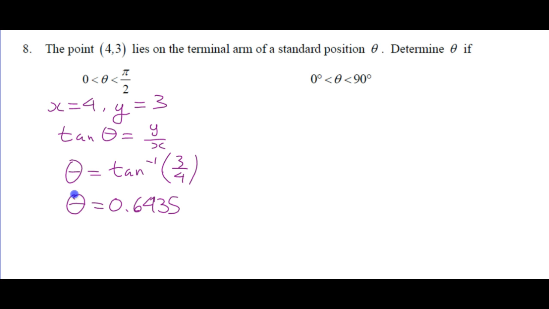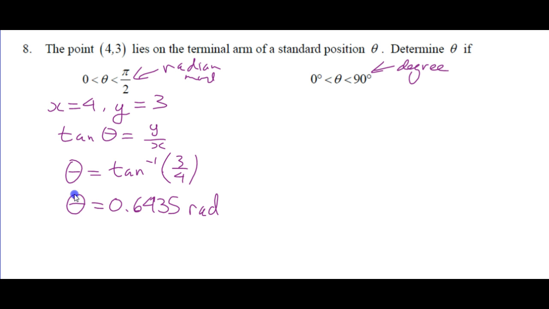What are my units for theta? Radians. Okay, so this tells you radian mode, and this tells you degree mode. Now, first of all, wait a sec. Is 0.6435 between 0 and pi over 2? Well, pi over 2 is 1.57, right? So is 0.6435 between 0 and 1.57? Yeah, okay, so we're okay. It's a quadrant 1 angle, and it should be anyways, because the point (4, 3) is in quadrant 1, right?